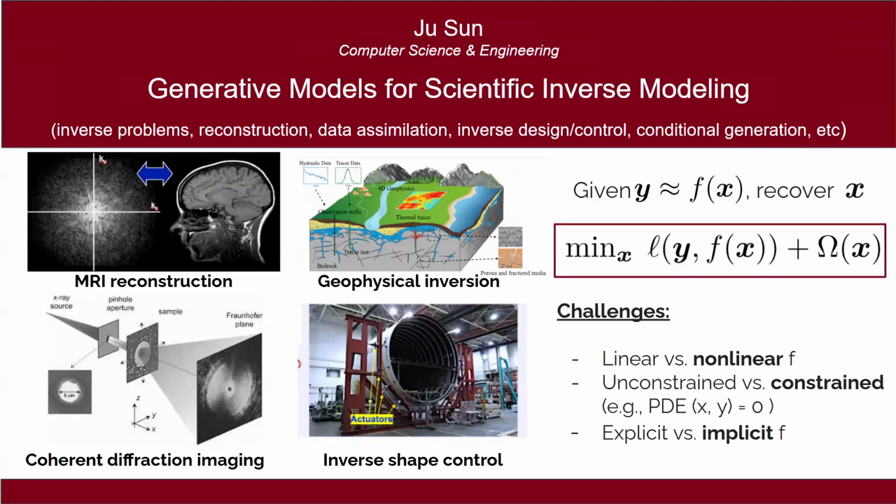So the underlying mathematical problem is that we have some measurement, which is observed from some physical process. F is what we call the physical model or the forward model. And we're trying to recover the object of interest X.